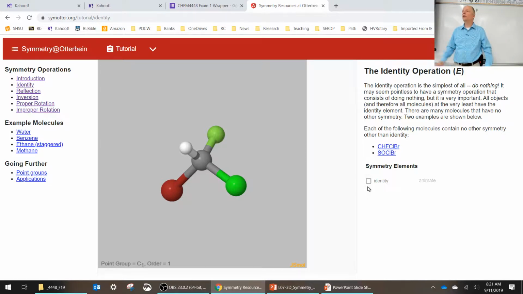That's a vocabulary word. You might grab that one. You know, symmetric and asymmetric. A meaning no symmetry. And so the only thing that you have on this is the identity operation. There's really no animation because how do you animate nothing? Simplest animation ever.